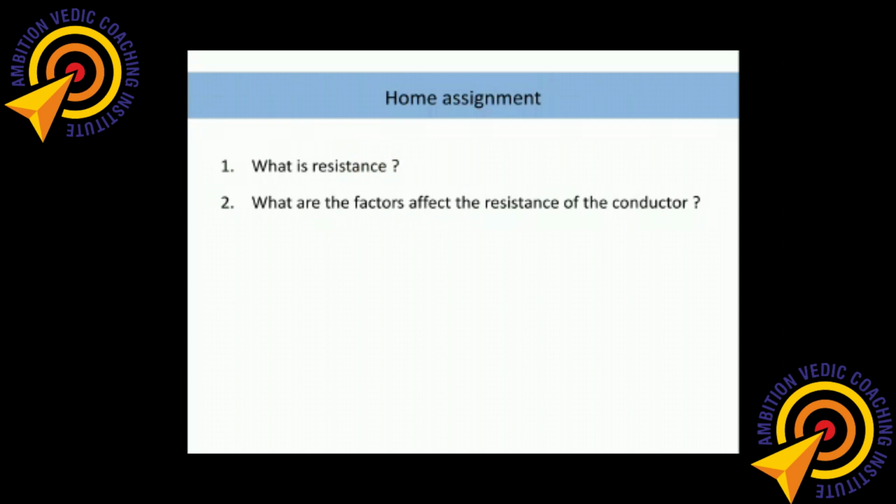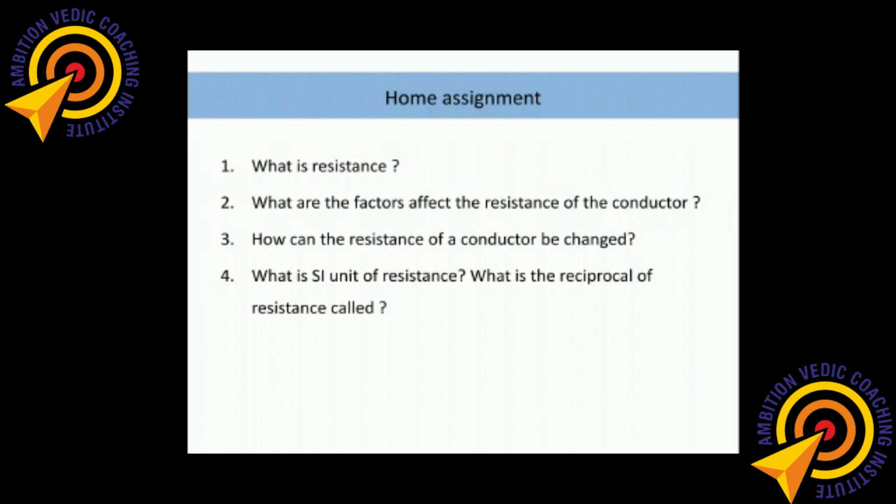Second, what are the factors affecting resistance: length of the wire, cross section area, nature of the material, and also the temperature. Then how can the resistance of a conductor be changed? If I want to change the resistance of a conductor, what is the process? What is the SI unit of resistance?